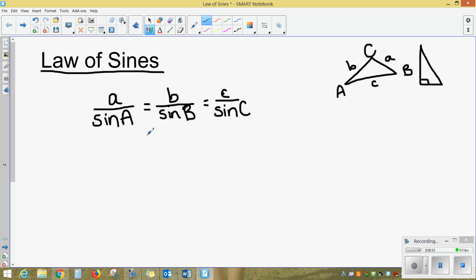The other nice thing about this relationship is if we would rather see it flipped upside down, we can do that. Sine A over a is equal to sine B over b is equal to sine C over c.